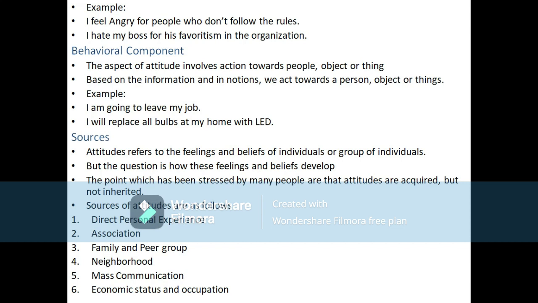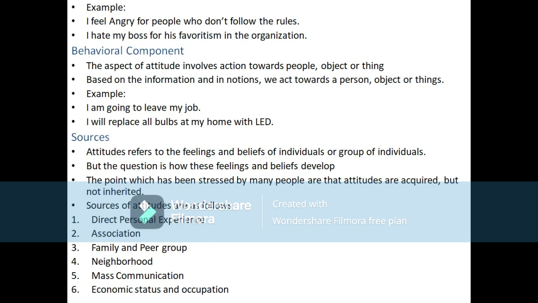Next, that is an action regarding the behavioral component of attitude. I will replace all bulbs at my home with LED. This is also an action, because before purchasing the LED bulbs, we were using other lights, but they were not that effective. So we are replacing those bulbs with LED bulbs. That is, we are taking an action there.